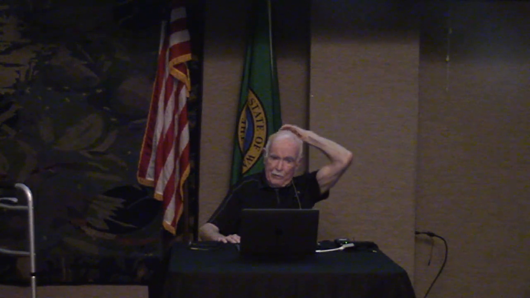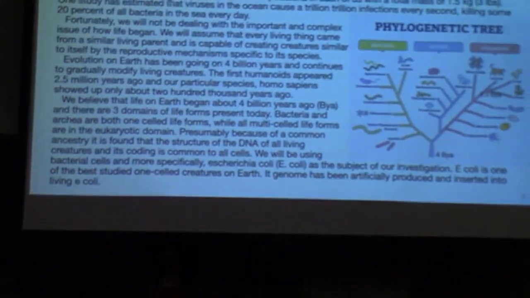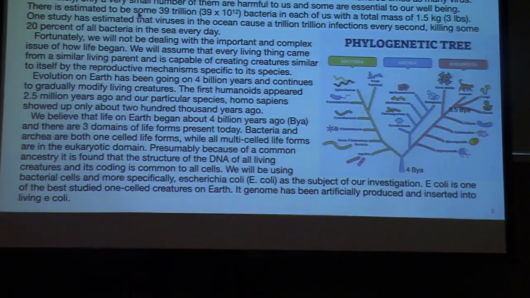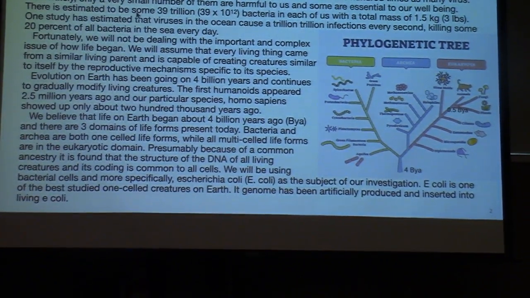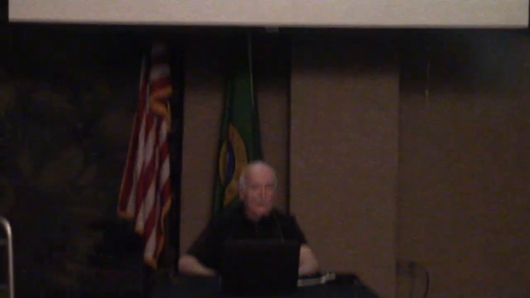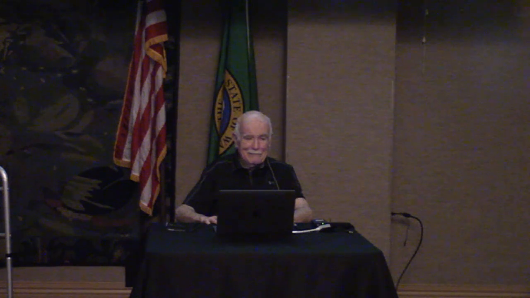Now, as I mentioned last week, fortunately, we're not going to have to deal with the important and complex issue of how life began. We'll assume that every living thing came from a similar living parent and is capable of creating creatures similar to itself by whatever reproductive means their species has assumed. Evolution on Earth has been going on now for about 4 billion years and continually manages to gradually modify living creatures. The first humanoids appeared about 2.5 million years ago, and our particular species, Homo sapiens, only showed up 200,000 years ago. So we're really very recent newcomers, and having, as I'm sure we all understand, kind of a big impact on this planet at the moment.